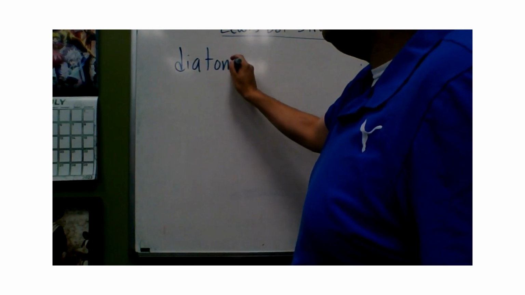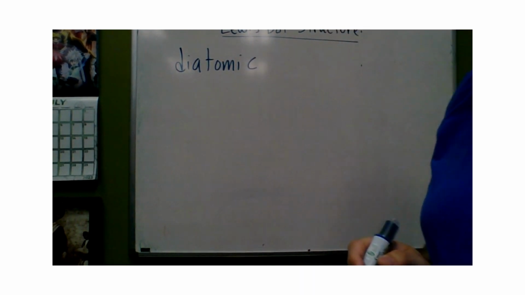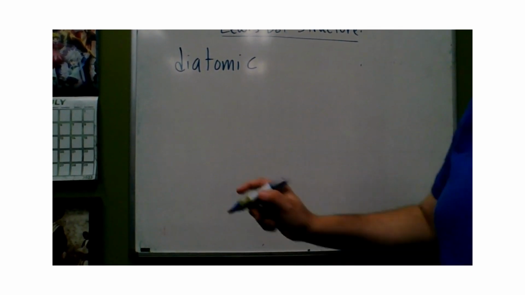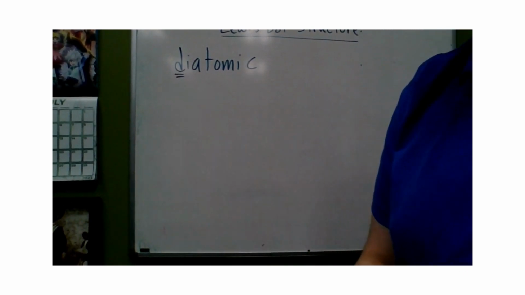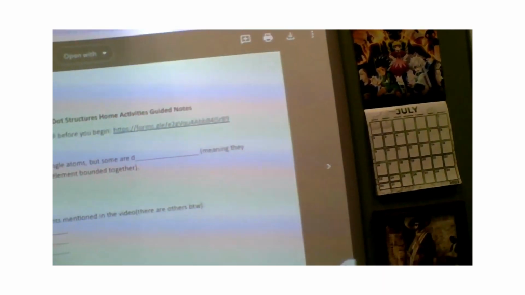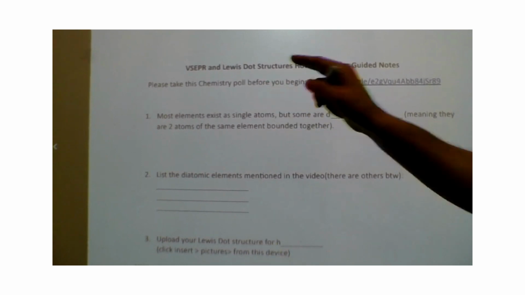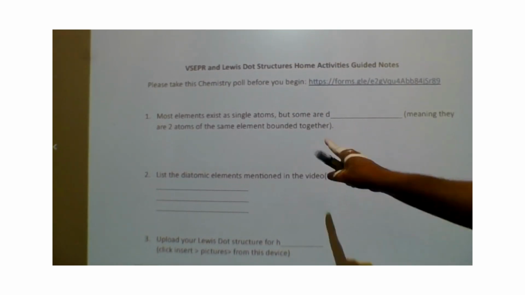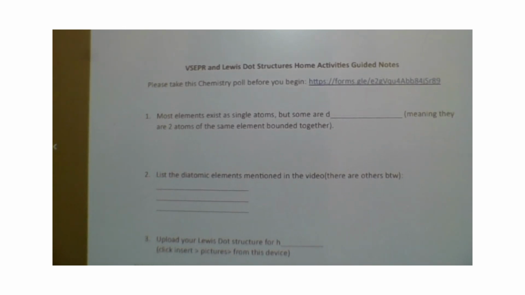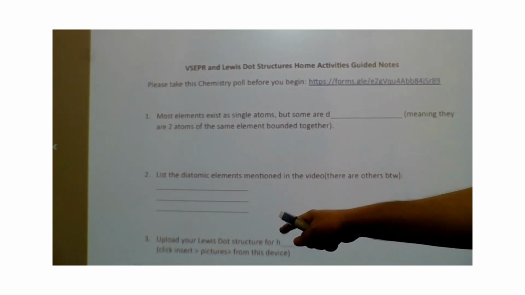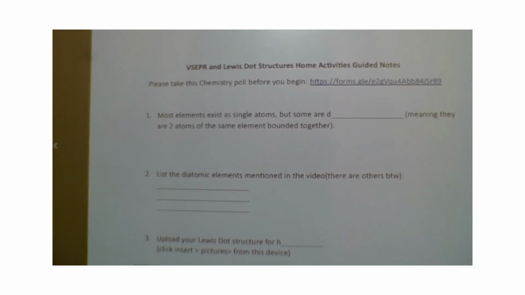So if you're following along on your guided notes, and again to remind you what that looks like, notice this one starts with the D. This is our missing one for right here. Most elements exist as single atoms, but some are diatomic, meaning there are 2 atoms of the same element that are bonded together. We're going to talk about 3 of them. There are some others that exist in this format, but we're just going to talk about 3 of them, okay?